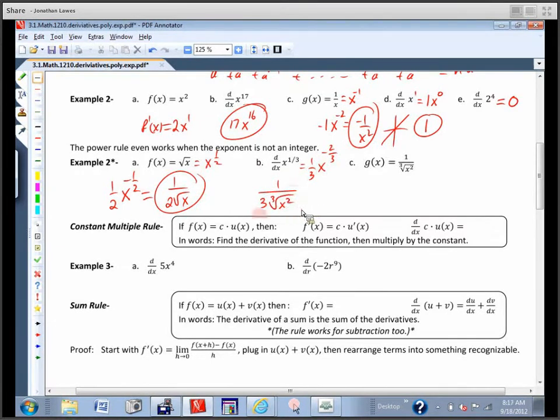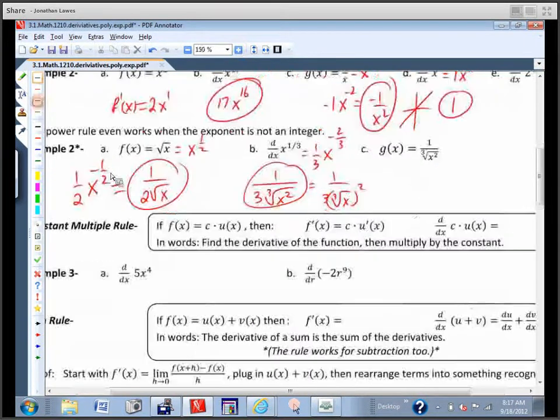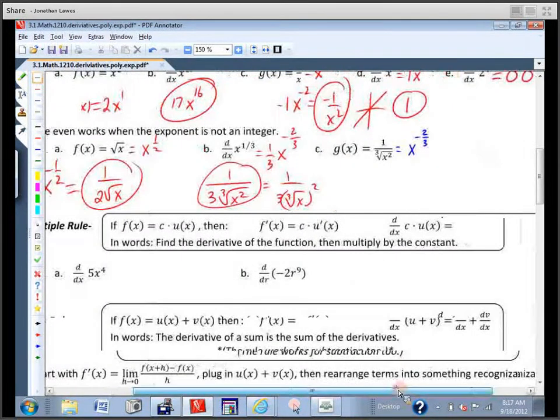So the derivative here would be 1/3 x to the, well, let's see, this would be negative 2/3, right? Again, there's nothing wrong with this as the derivative, but you'd probably want to write it this way: 1/3 cube root x squared. That's going to be a lot easier to work with. And remember, you could also do this: 1/3, find the cube root of x, and then square it. Sometimes that's easier. Remember that property of radicals. Questions?